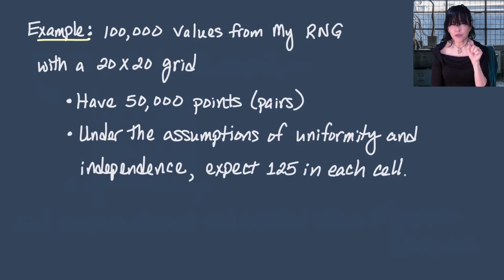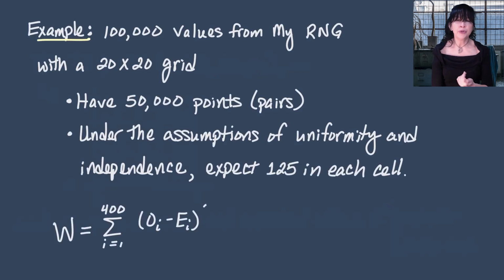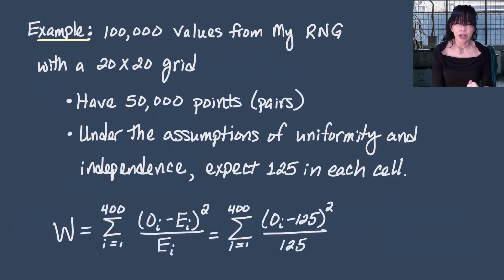I've got observed numbers in each cell, and now I have the expected number in each cell, which is 125 for all cells. My test statistic, I'm going to call it W. This is going to be the sum as i goes from 1 to 400 of (observed minus expected) squared over expected. And this is going to be the sum as i goes from 1 to 400 of (observed minus 125) squared over 125. I am not writing out my list of observations, but when I did this in total, I got 422.4 approximately. Now, is this too large?